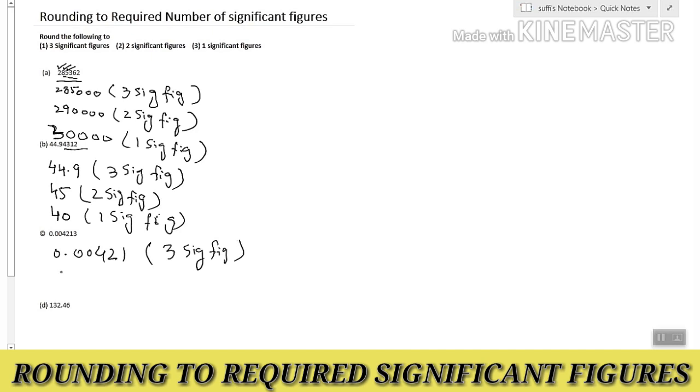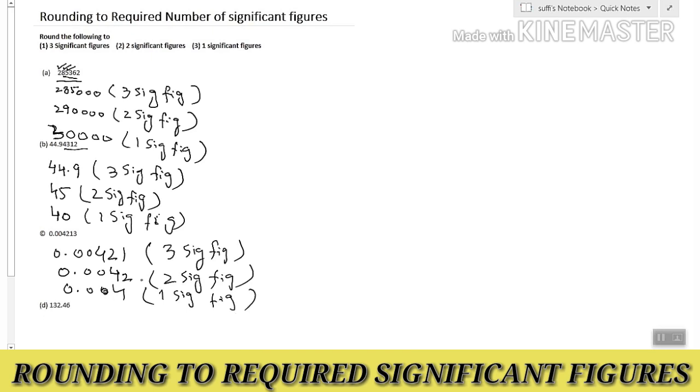To round off to 2 significant figures, it will be 0.00. The first significant figure is 4 and the second is 2, so it will be 2 significant figures. And to round off to 1 significant figure, we will write only 0.04, which is 1 significant figure. Let's take this example.